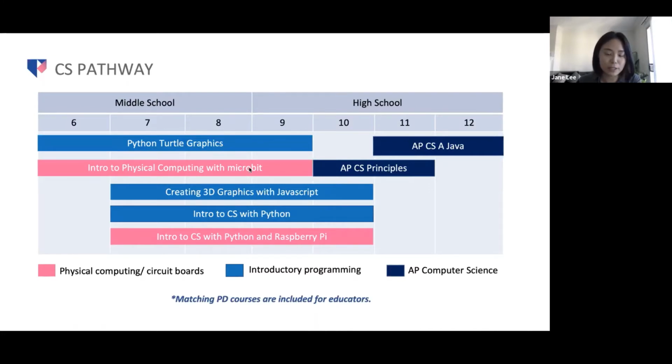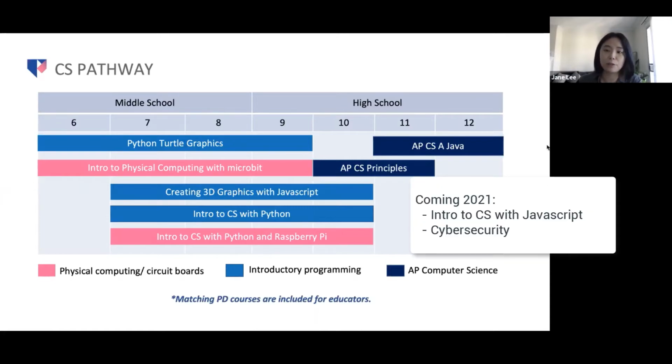So these are our courses. The ones in pink are the physical computing courses using micro:bit and Raspberry Pi. We also have coding intensive courses such as Python turtle graphics, 3D graphics with JavaScript, Intro to CS with Python, and our College Board endorsed AP courses. And next year, we'll be launching Intro to CS with JavaScript and cybersecurity. So those are coming soon.